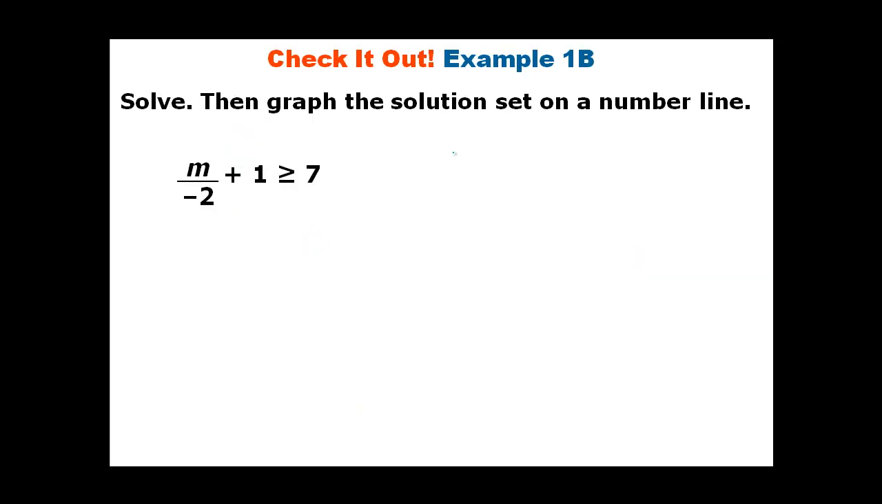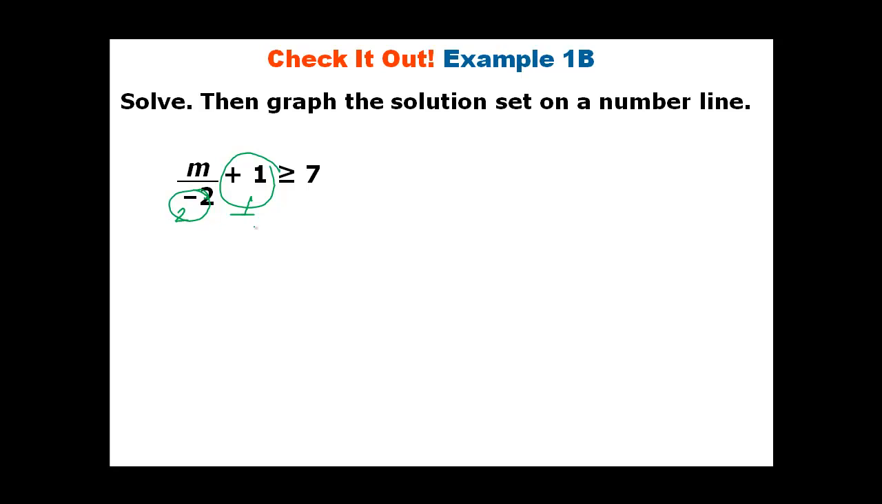Solve, then graph the solution set on a number line. We have m over negative 2 plus 1 bigger than 7. What will we do? Which two numbers do we need to remove first? We need to remove 1 and negative 2. How can we remove them? Which one will we start with first? We will start with 1 and then negative 2.